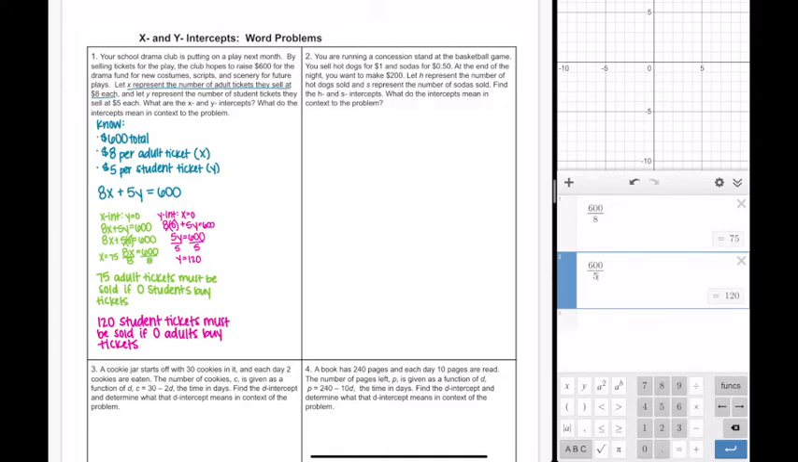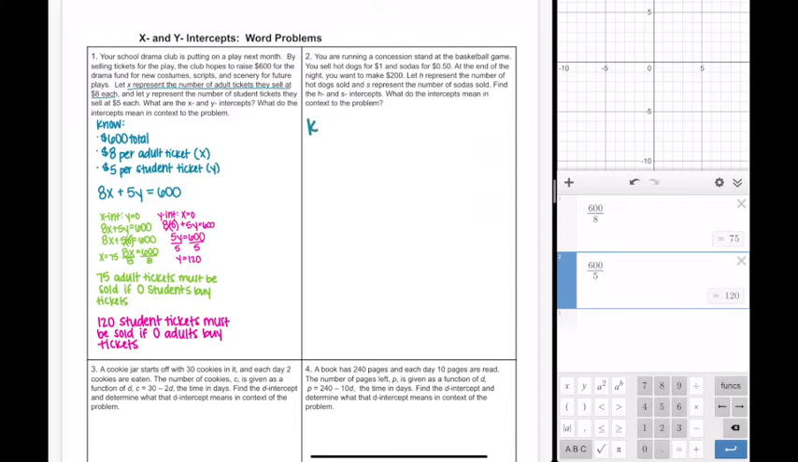Okay, let's try example 2. You are running a concession stand at the basketball game. You sell hot dogs for $1 and sodas for 50 cents. At the end of the night, you want to make $200. Let H represent the number of hot dogs sold and S represent the number of sodas sold. Find the H and S intercepts. What do the intercepts mean in context to the problem?